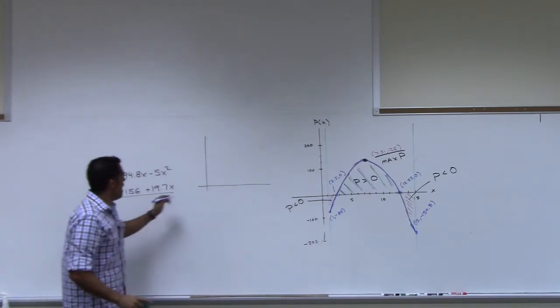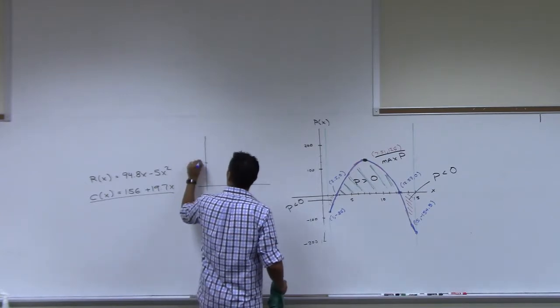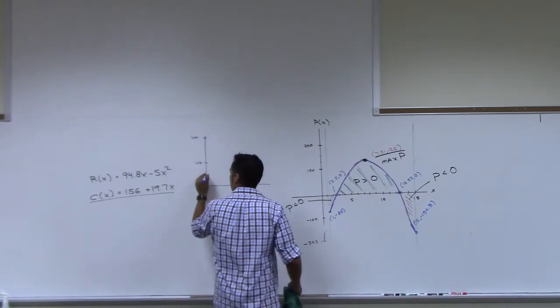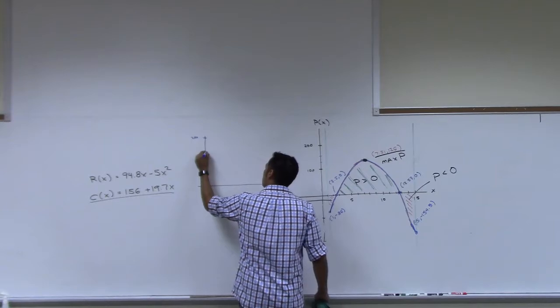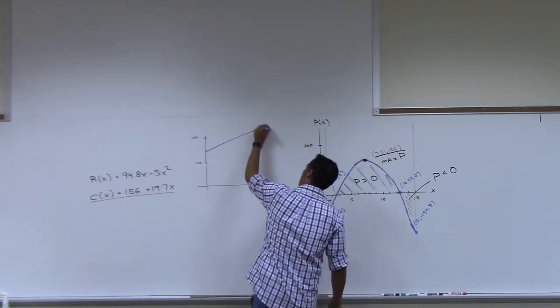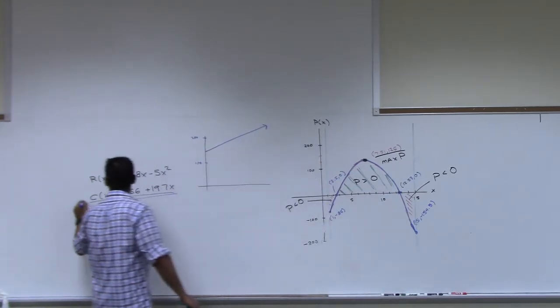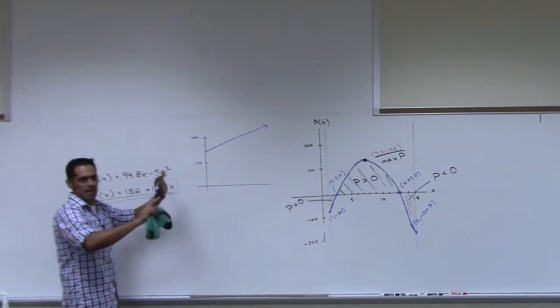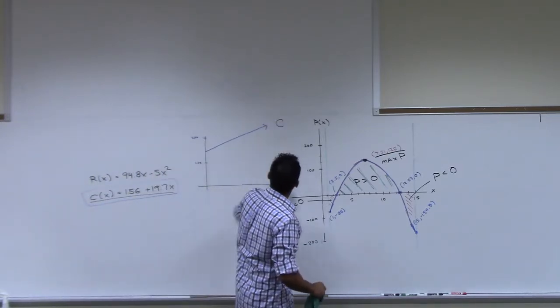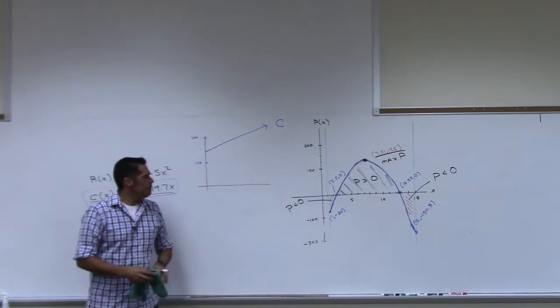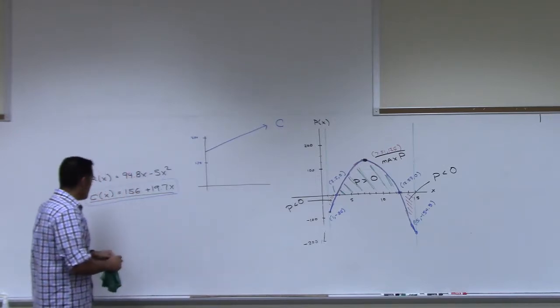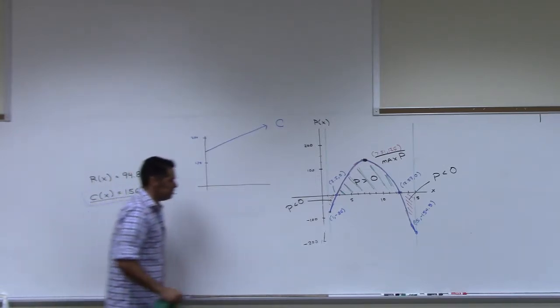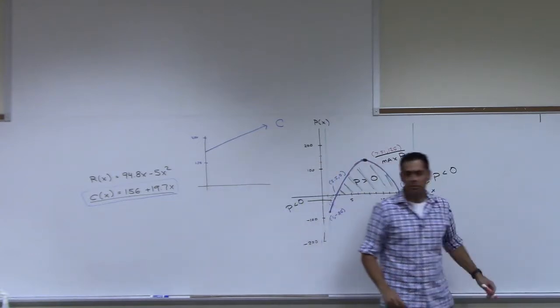So if I graph that, let's just say this is 100, this is 200. It would start at like 156, and it would go like this. Do you all agree that that would be your cost function right there? Roughly speaking, this is your cost. Yes? Roughly? Now, if we graph this R of x, what is it?